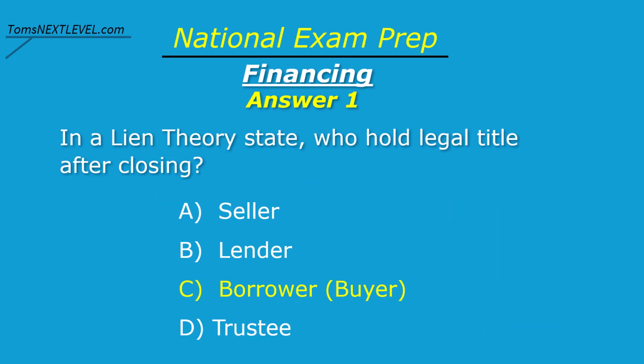Answer to 1 is C, the borrower. The buyer holds legal title after closing. The lender, who is the mortgagee, puts a lien on the property. That's why it's called a lien theory state.